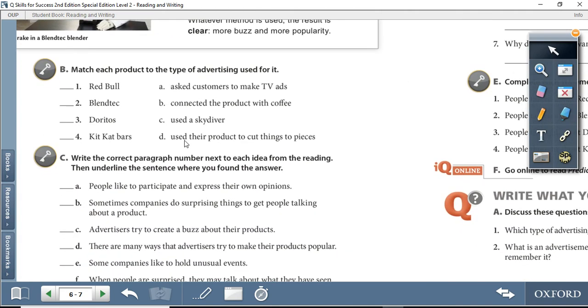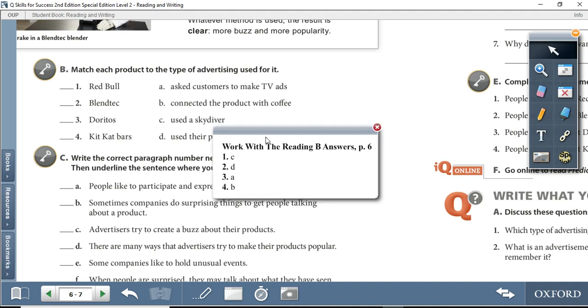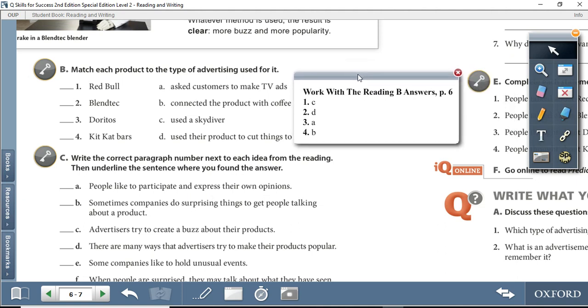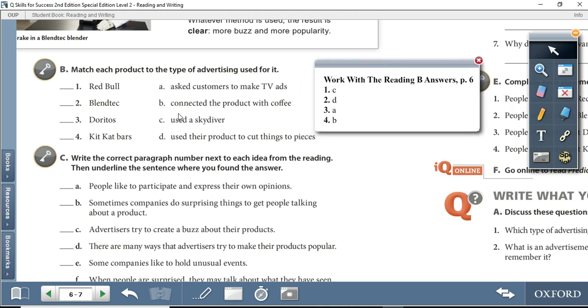In exercise B, match each product to the type of advertising used for it, mentioned in the article, of course. Number 1, Red Bull with C, use the skydiver. 2, Blendtec with D, use their product to cut things to pieces. 3, Doritos with A, ask customers to make TV ads. 4, Kit Kat bars with B, connected the product with coffee.